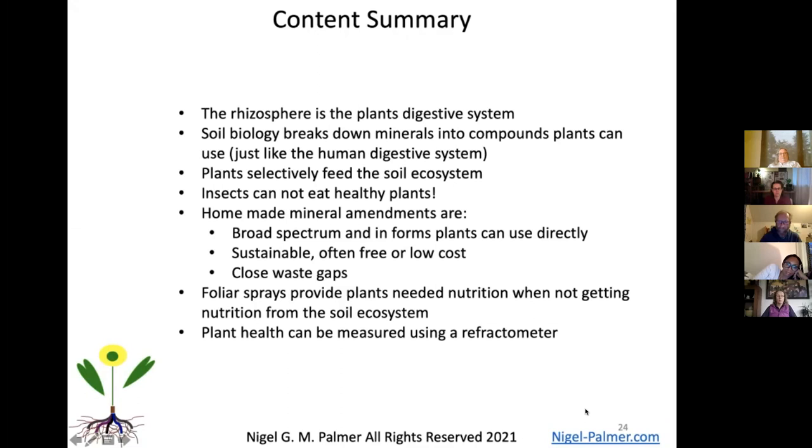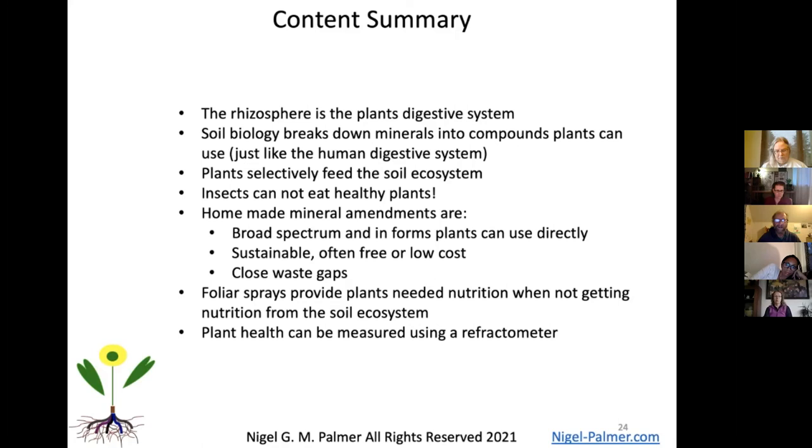I have one final slide, and this is a summary slide of what I talked about. First of all, the rhizosphere is the plant's digestive system, and the soil breaks down minerals into compounds that plants can use, just like our digestive system. The plants selectively feed that soil ecosystem. This is just a fantastic idea, this symbiotic relationship between plants and the rhizosphere.